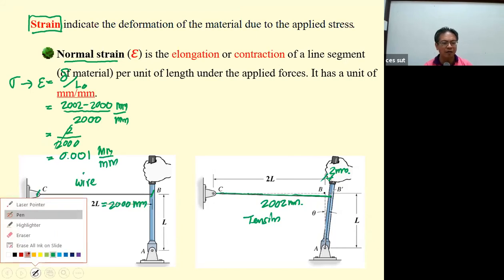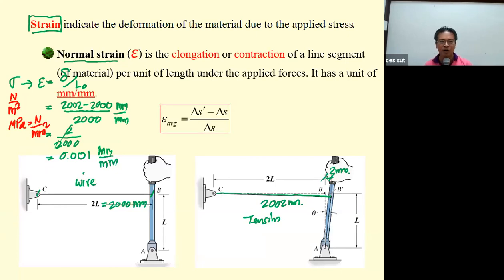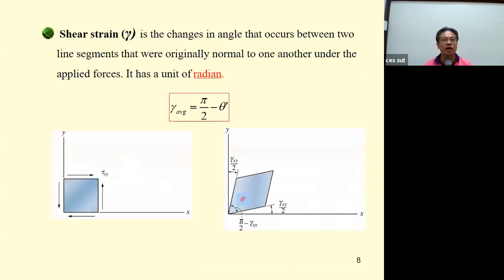Unlike the unit of normal stress, which is going to be Newton per square meter, or many times we use megapascal, which is Newton per square millimeter, because the stress is always large and the normal strain is always small. So the unit is very important for this. And again, normal stress produces normal strain. The shear stress also produces shear strain.